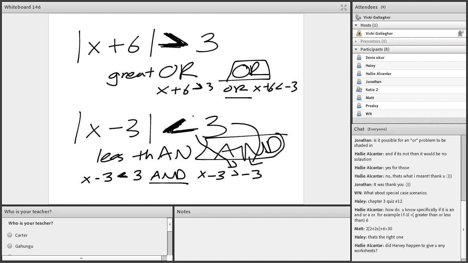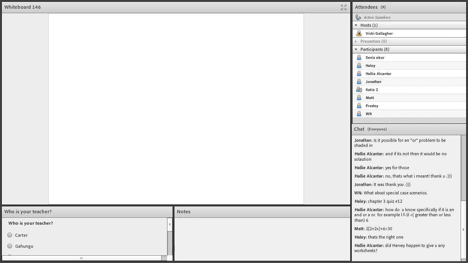All right, Matt, I do see that problem, and we're going to go ahead and do that one right now. So it's 2 absolute value, 2 plus 2x plus 6 greater than 30. So one thing I want to point out on this problem is that there's a bunch of stuff happening that's not inside the absolute value bars, and that's really important. And we actually have to get rid of that stuff before we can do anything with the absolute value bars.